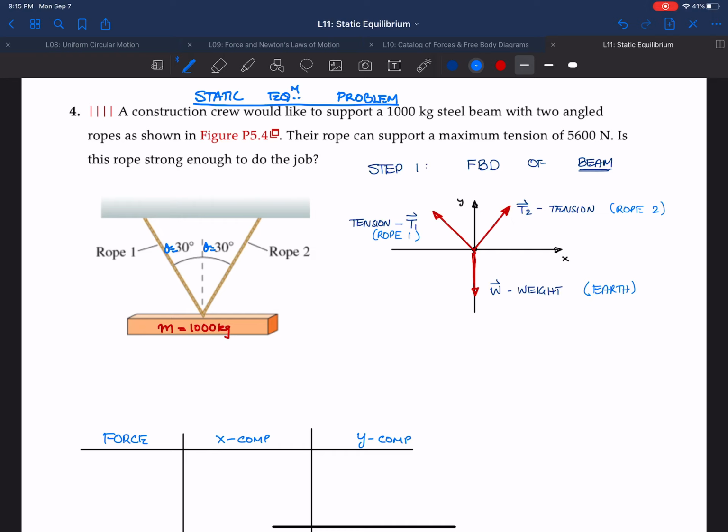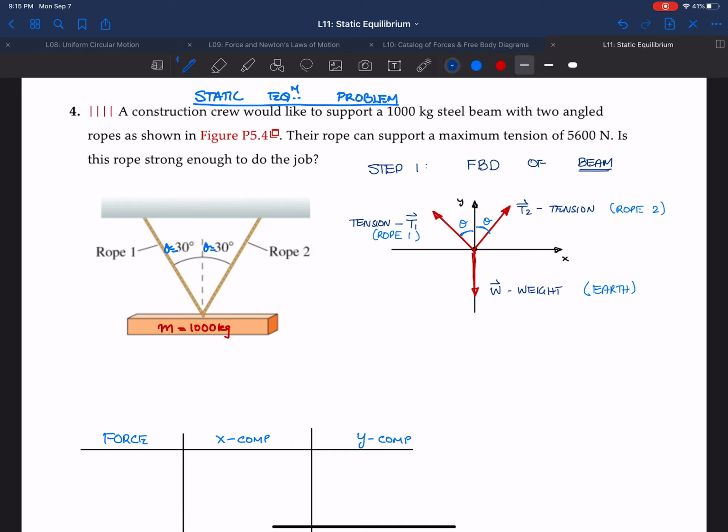Now we're told that these angles here are 30 degrees. I'm going to call that angle theta. Looking at the sketch, and comparing it with the free body diagram that we have, you can see that this angle is theta, and as it turns out, this angle is also theta.